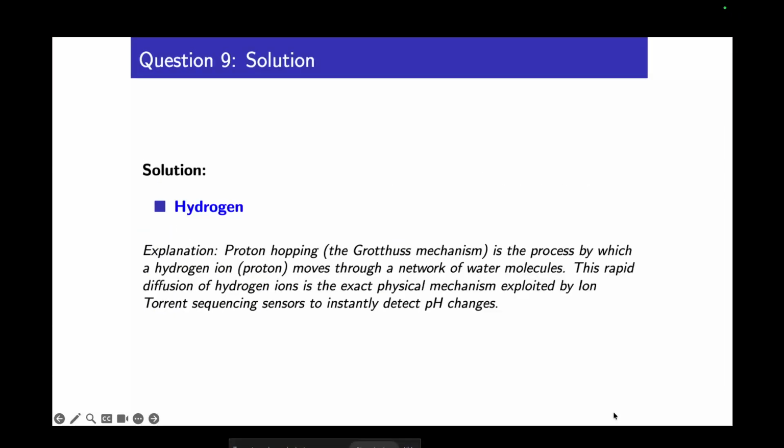Yeah, the answer is correct. Proton hopping is basically a hydrogen ion moving through a network of water molecules as a chain reaction. So yeah, hydrogen can do this proton hopping. And basically the ion current sequencing will detect the pH change due to this.